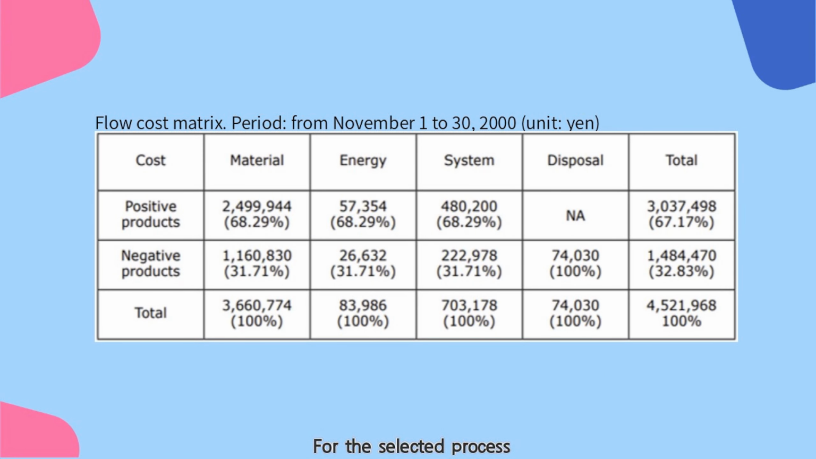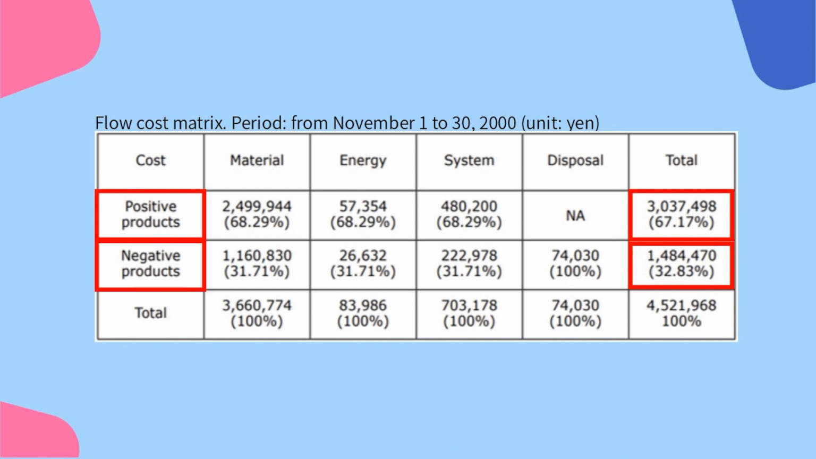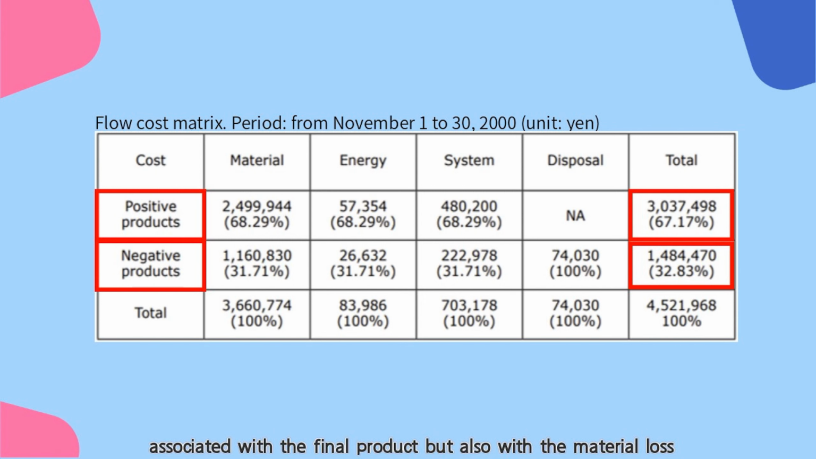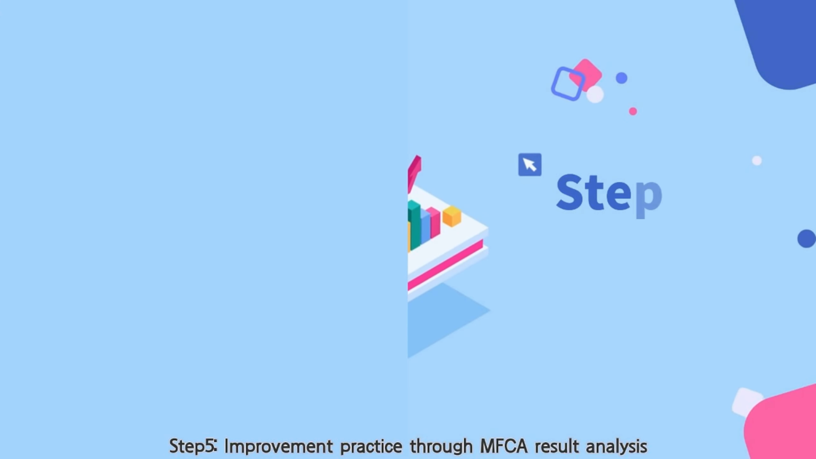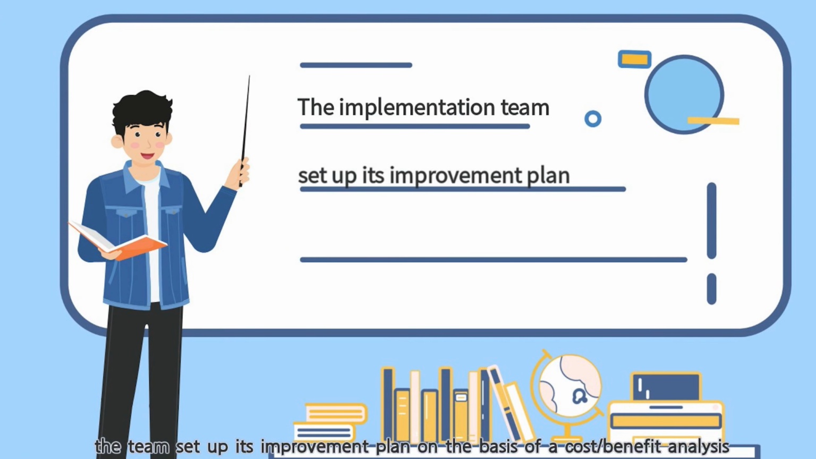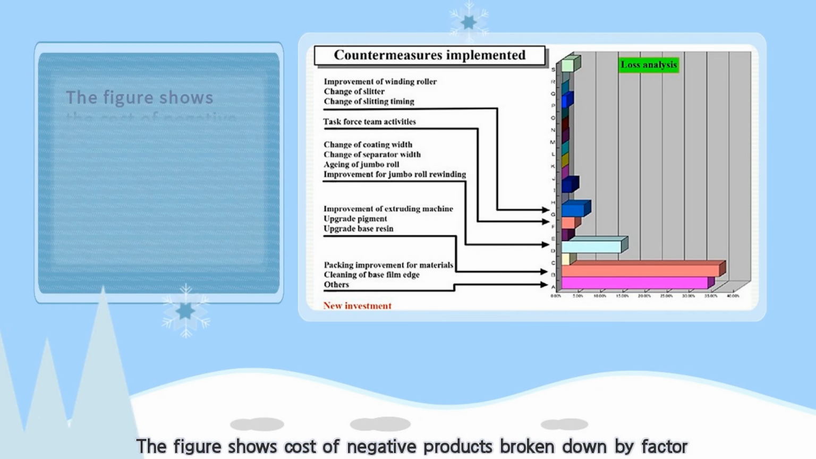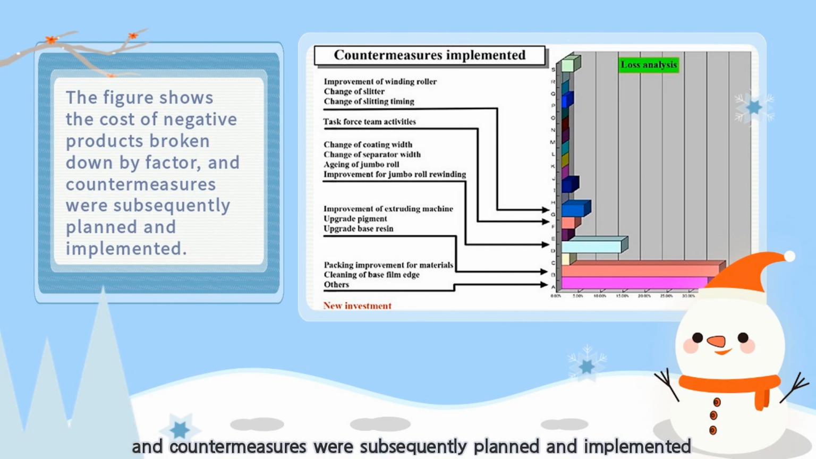For the selected process, the proportion of positive products to negative products was 67.17% to 32.83%. MFCA provides information not only on the costs associated with the final product, but also with the material loss. Step 5. Improvement practice through MFCA result analysis. Through MFCA, the team set up its improvement plan on the basis of a cost or benefit analysis, using the physical and cost data under MFCA. The figure shows cost of negative products broken down by factor, and countermeasures were subsequently planned and implemented.